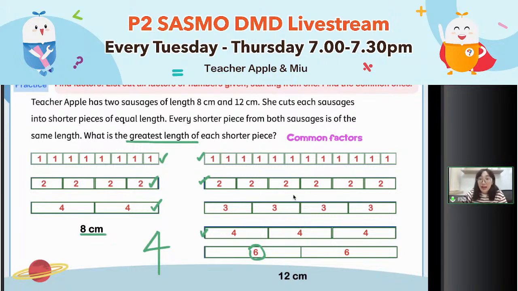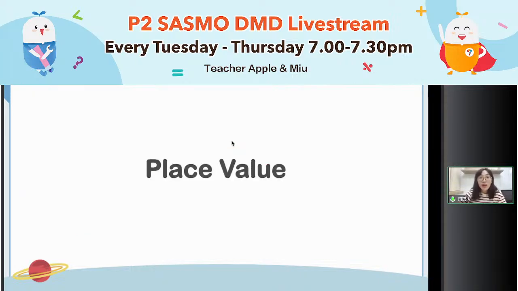So this is about the common factor. Again, how can we figure out all common factors? List out all factors of the numbers given, starting from 1. And then after you list out all of them, you can try to find the common ones. And also, in the future, you will learn an easier method, that is the ladder method. Okay, now move on to our last part.